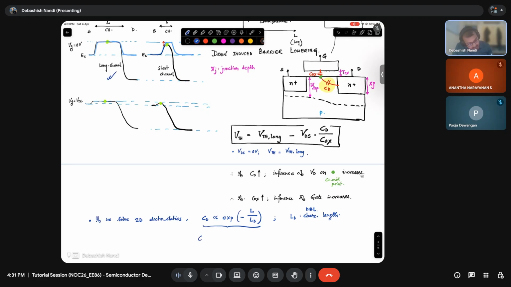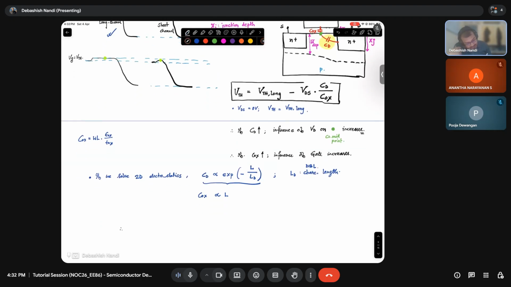And how about Cox? How does Cox vary with channel length? Very quick question. Cox is what? Cox is epsilon0 times epsilon ox by Tox times WL, right? Yes, sir. So whatever we are using in the formulas is Cox dash, that is normalized to WL. So Cox varies proportionally to L. Fine.